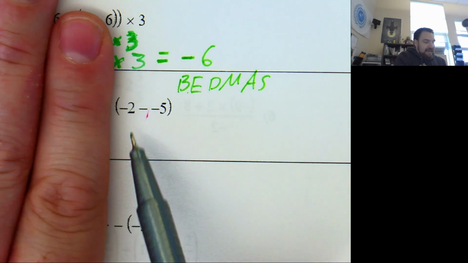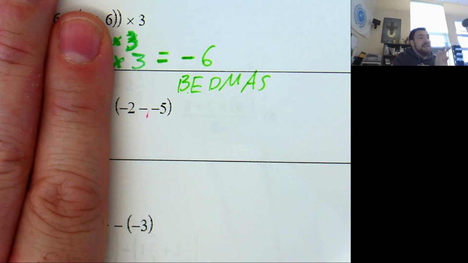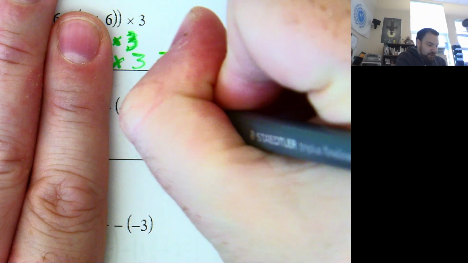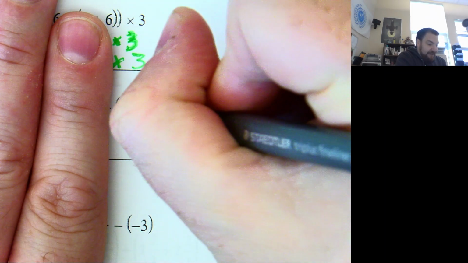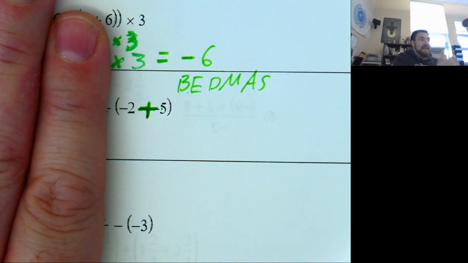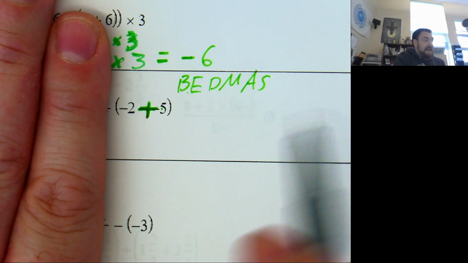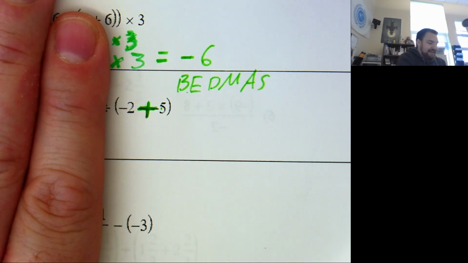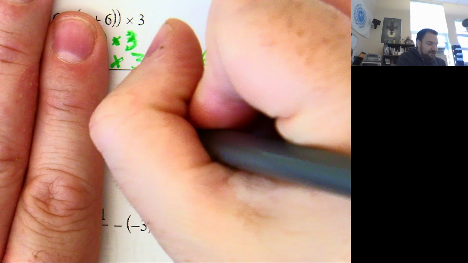So if I have negative 2 minus negative 5, this is the same as taking away negative 5. That's the same thing as adding 5. So then negative 2 plus 5. We're at negative 2, and we're going up 5. Hassan, that is in fact 3.